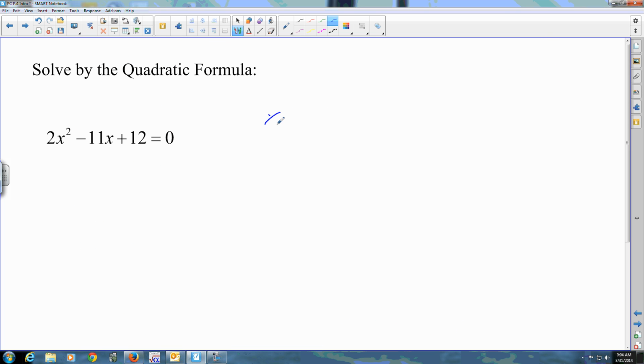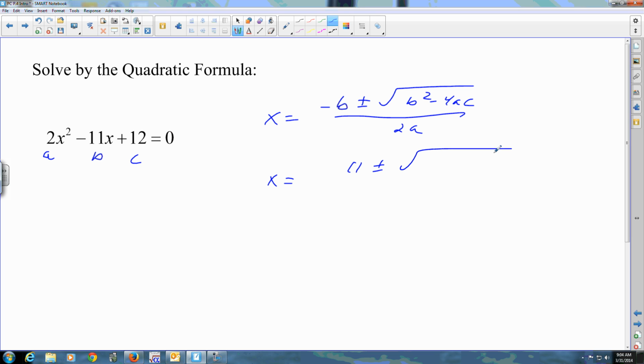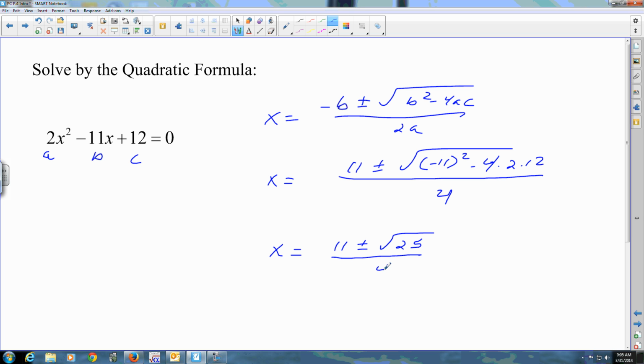Now the quadratic formula. Remember, the quadratic formula is the opposite of b plus or minus the square root of b squared minus 4ac, all over twice a. So this is your a, b, and c. Alright, so the opposite of b is 11 plus or minus square root of, and remember this has to go in parens before you square it, minus 4 times a times c, all over 2 times a, which is 4. So x is equal to 11 plus or minus, and I'm betting that's going to be 25 over 4.